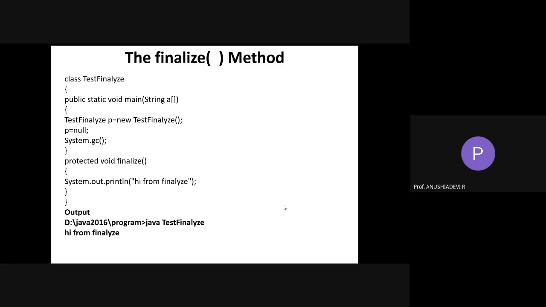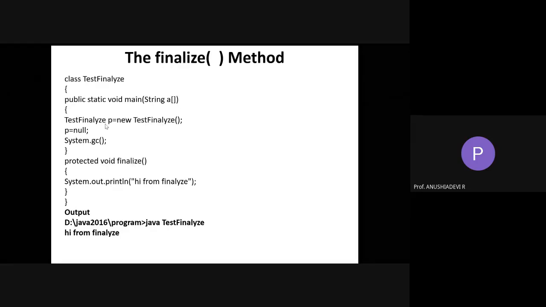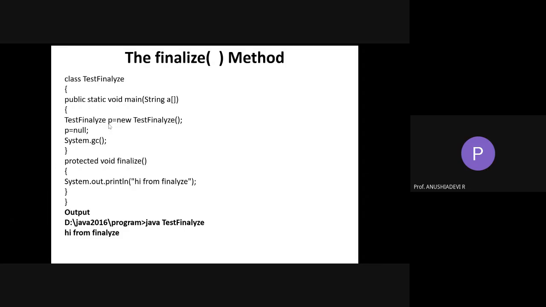So here I will show you an example. Here is a main function. Within that main function, I have created an object for that class, Just to finalize. Now that object is referred to by the reference P. Actually, here we should not use the term pointer because in Java there is no pointer concept.